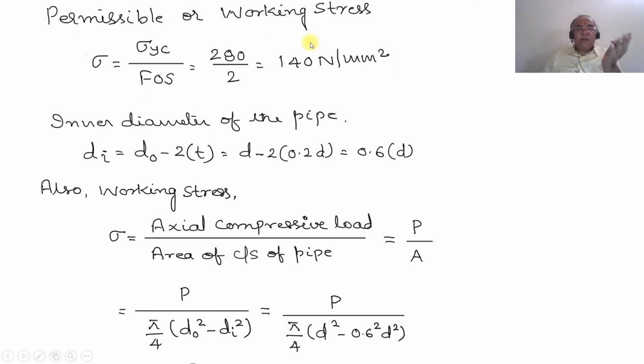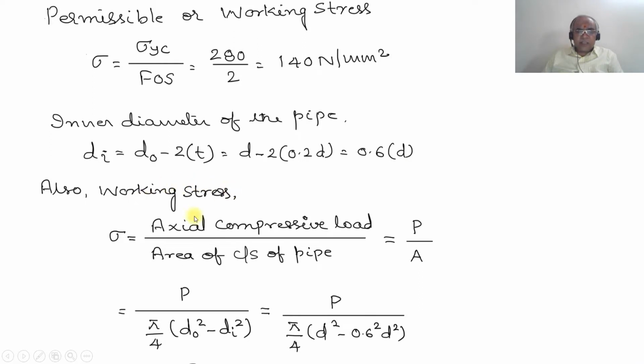So what is the permissible or working stress? Sigma will be equal to sigma Yc by factor of safety. Sigma Yc, which is the compressive yield stress, is 280, so 280 by 2 is equal to 140 Newton per mm square. What will be the inner diameter of the pipe? Di will be equal to D naught, that is outside diameter, minus 2 times T. D naught is D, so Di equals D minus 0.4 D, that is 1 minus 0.4, which will be equal to 0.6 D.